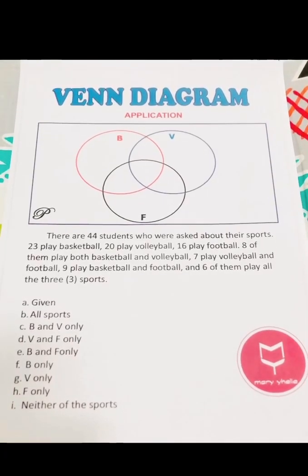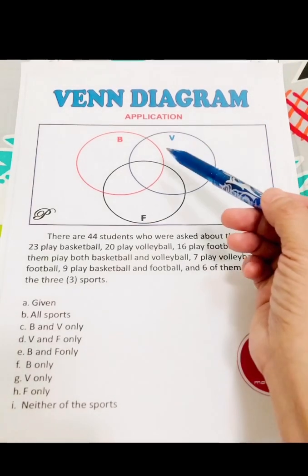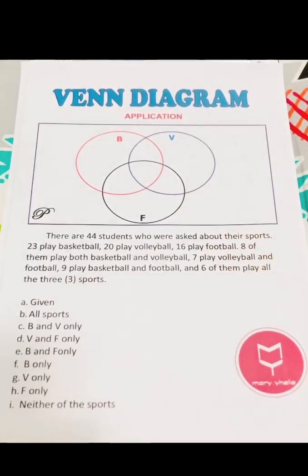Next, as you can see, I have already 3 circles on our Venn diagram. Now the clue here, maybe you will ask, how will you know that you have 3 circles? So we're going to read the problem. There are 44 students who were asked about their sports. 23 play basketball, which is my red circle. 20 play volleyball, which is the blue circle.